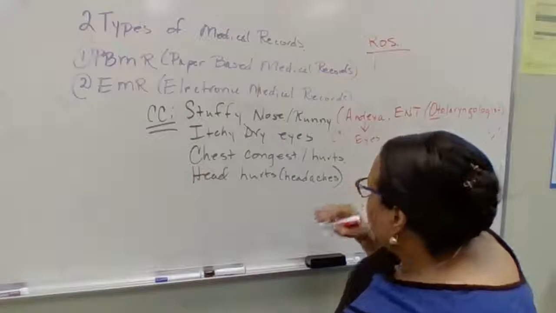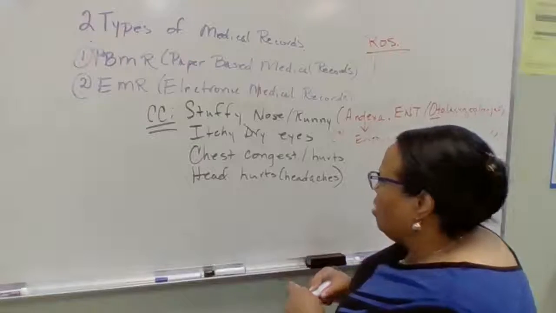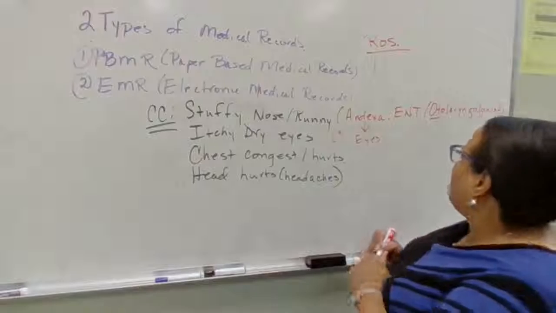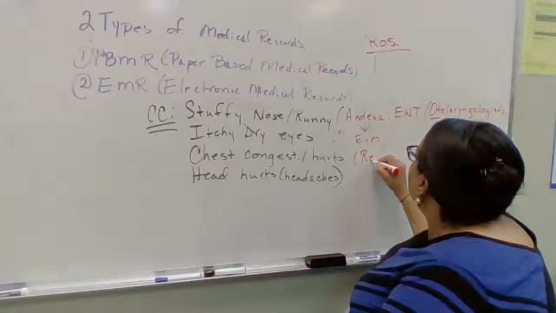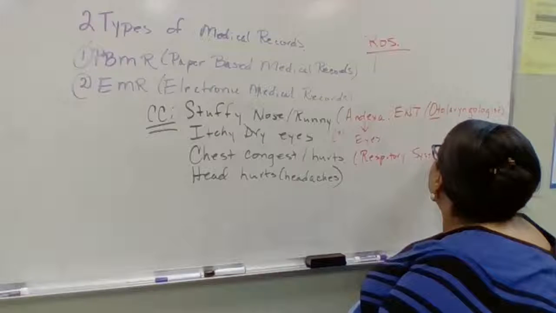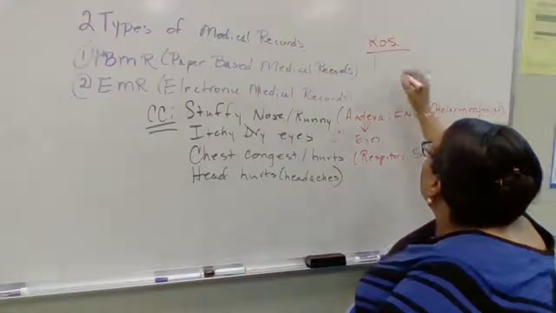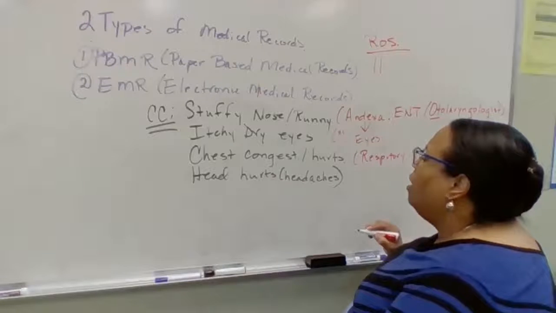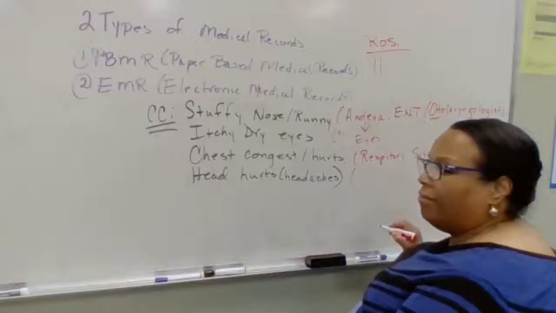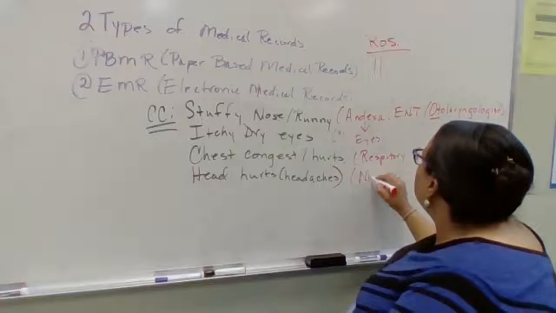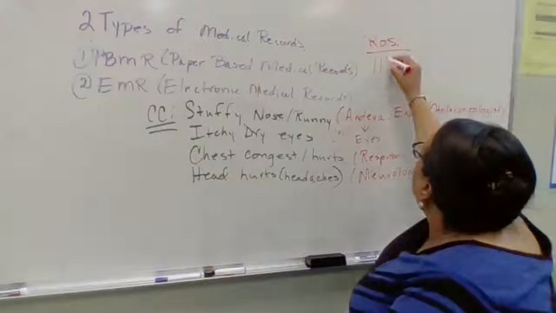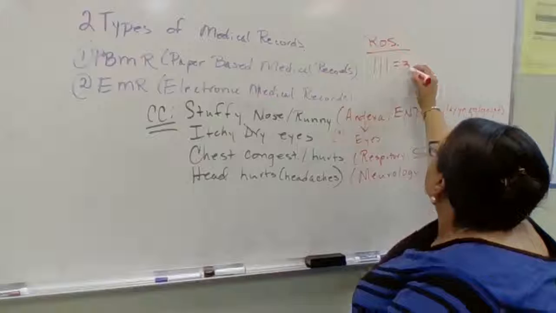All right. Chest congestion and it hurts. Now, what system of the body is that? Respiratory system. Very good. I'm so happy. Okay, that's another one. Her head hurts. What system of the body deals with that? Neurology. Okay. So 3 review of systems.